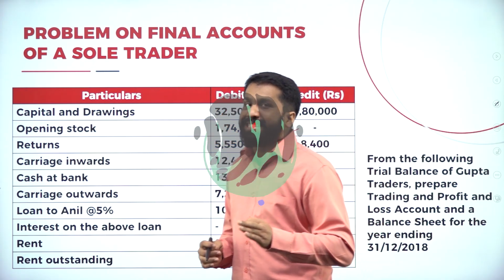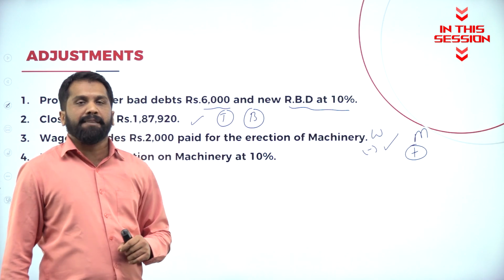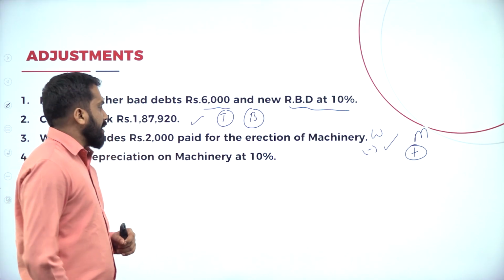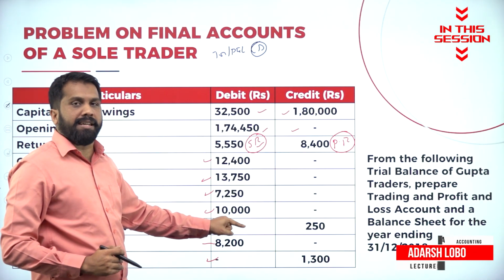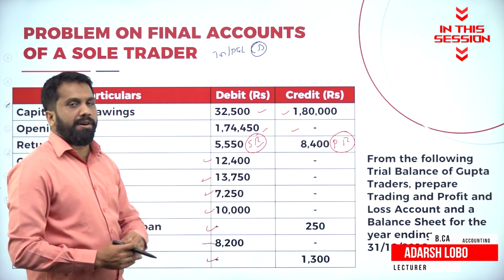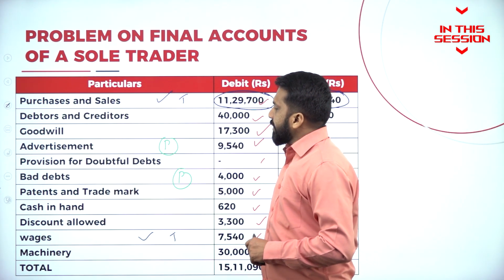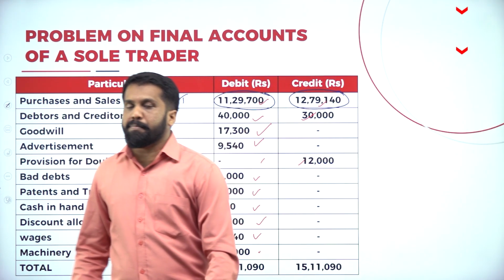Closing stock is always given in the adjustment. For wages, we should minus, and for machinery, we should add. Whatever is given on the debit side in the question cannot go to credit. It is always the debit side of your trading as well as P&L. Your patent and trademark come under the balance sheet.